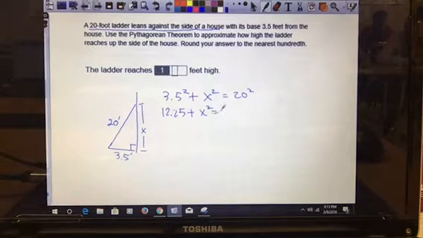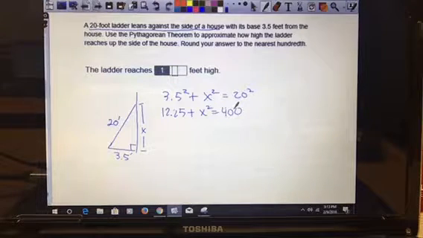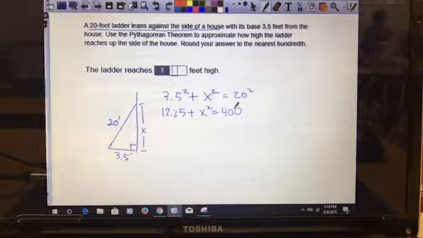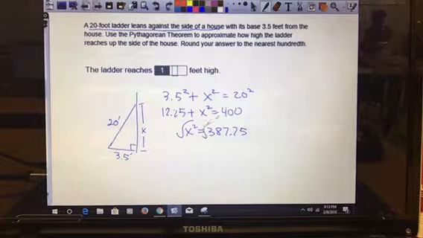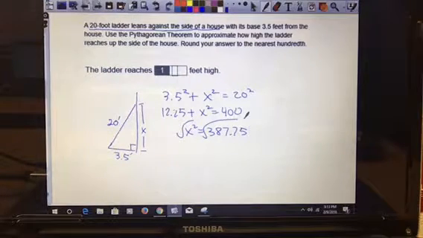Plus x squared equals 400. So 400 minus 12.25, which is 387.75. So x squared equals 387.75, and then you square root both sides. Square root of 387.75.